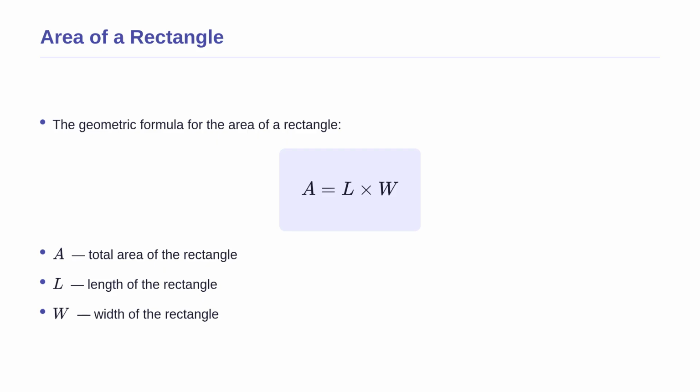Here is the formula we will use inside our program. A equals L times W. In this formula, A represents the total area of the rectangle, L represents the length, and W represents the width. By multiplying the length by the width, we find the total space inside the shape. If either the length or the width increases, the total area will also increase proportionally. This is a standard mathematical rule that we are simply asking the computer to process for us. Now, let us apply this formula in our code.